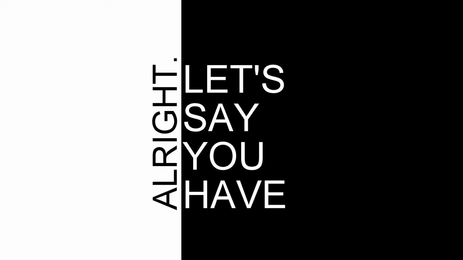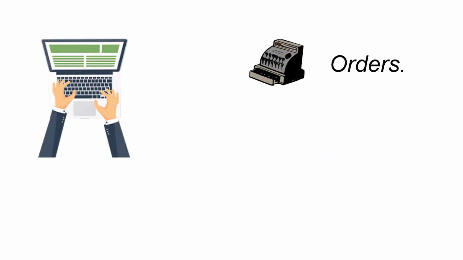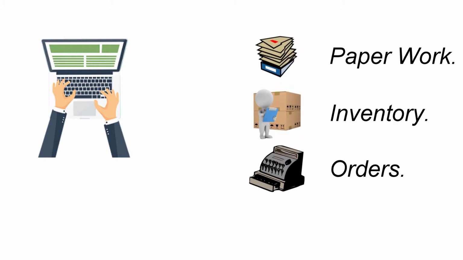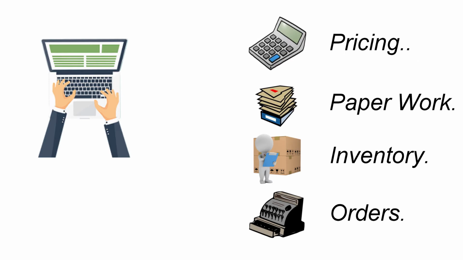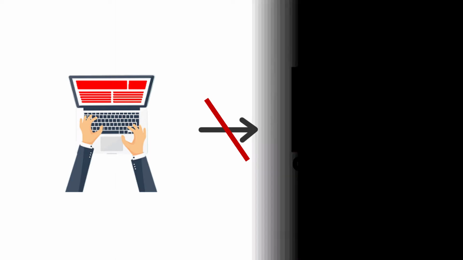Alright, let's say you have an order entry system that handles everything from a day-to-day basis. It manages all of your orders, it keeps track of your inventory, it creates all of the necessary paperwork, and it might even calculate your pricing. There's one problem though. How do you get all of this to your machines, especially CNC equipment?